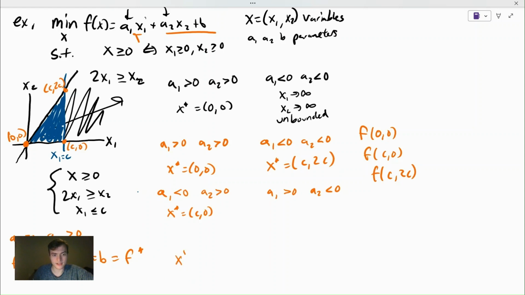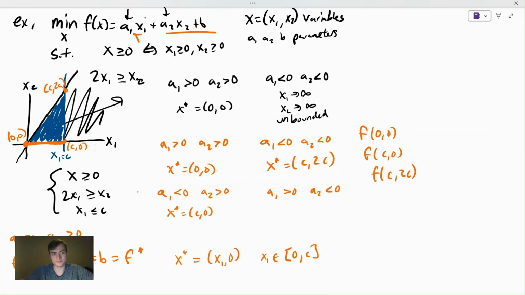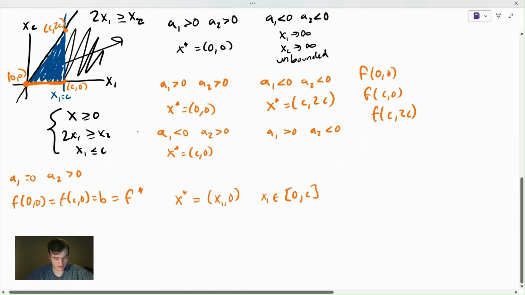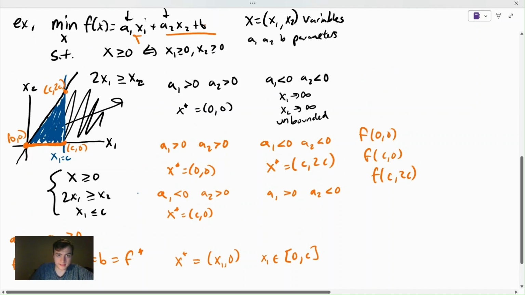So now our x star is 0, 0, and C0 are optimal, but also all of these other points on this line segment are optimal. If we had C over 2 comma 0, we would still get B as our objective value. So X star is this line segment. We could write it as x1 comma 0 for x1 between 0 and C, right?